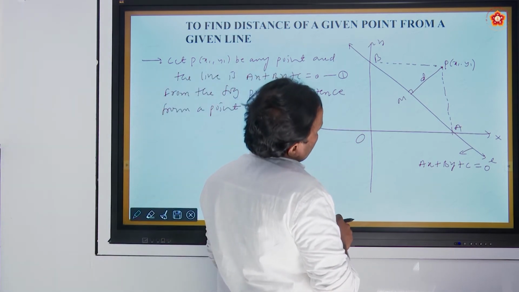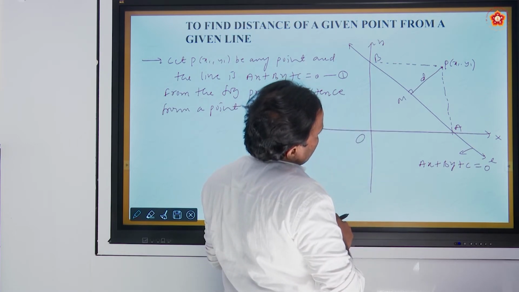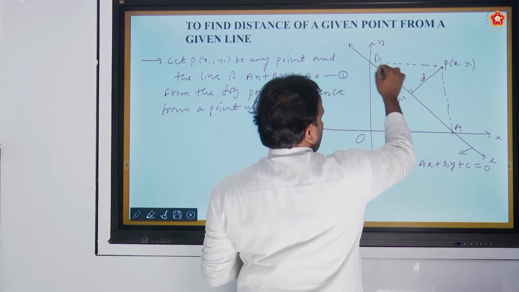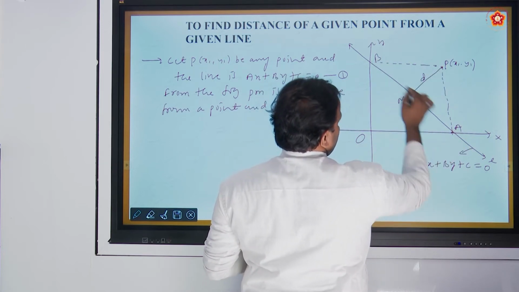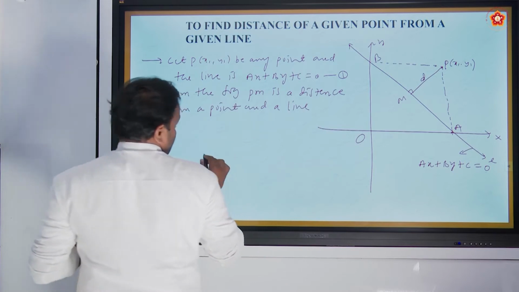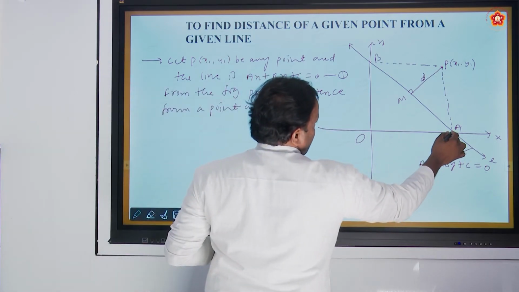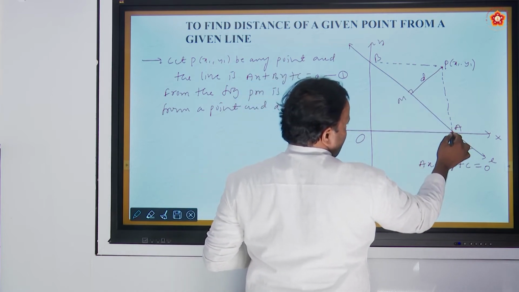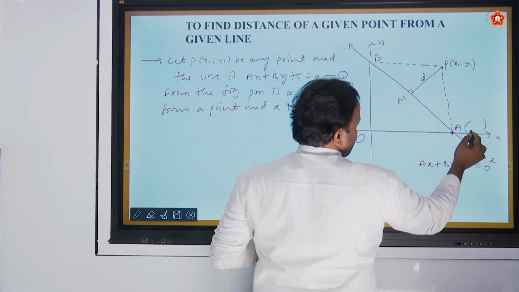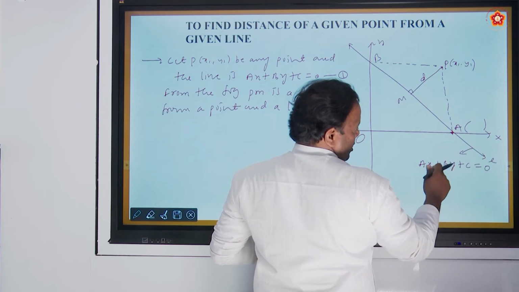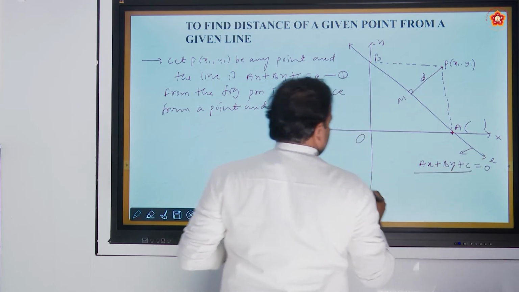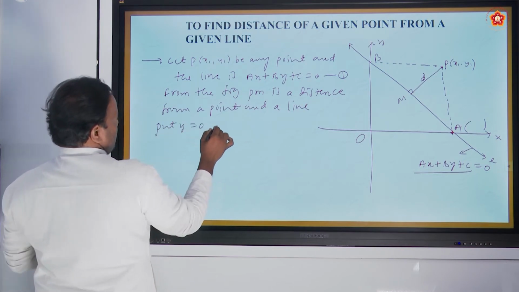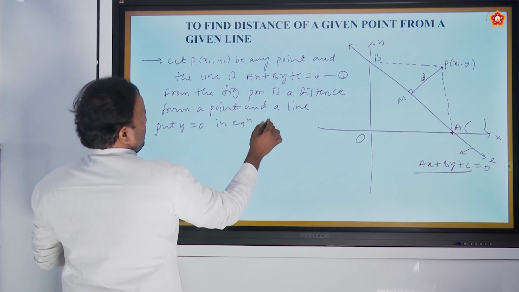Observe here. We see the triangle APB here. Before that, you have to find the coordinates of A and B. First, we know the coordinates of P. Find the coordinates of A and B. See, we need the coordinates of A. A means the line cuts the x-axis at A. As we know from the previous session, put y equal to 0 in equation number 1.